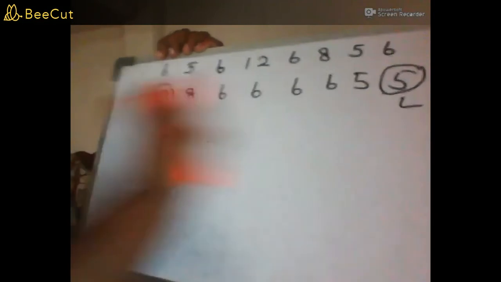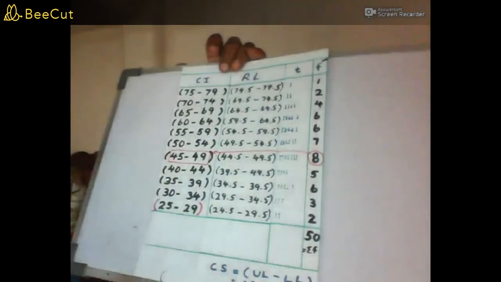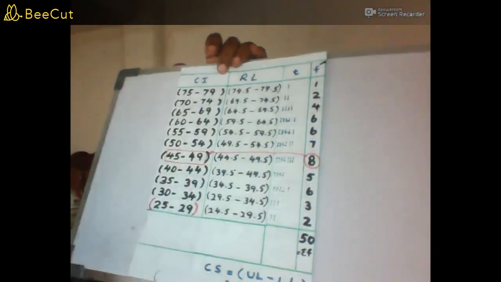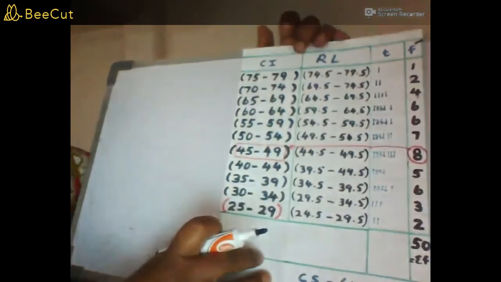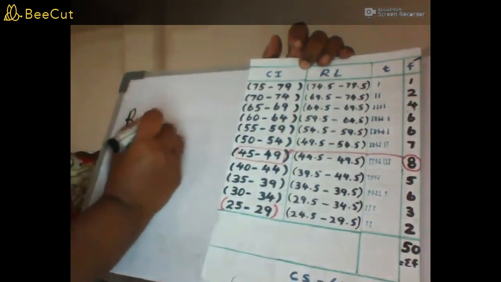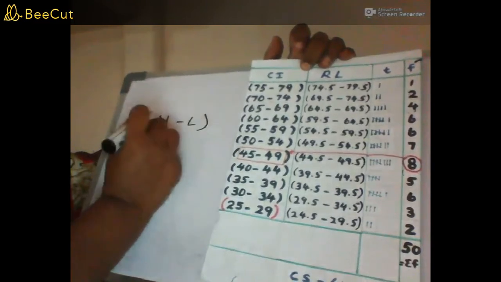Now what's the next thing? Group data. Quickly, group data. Same example, it doesn't matter. Now you tell me, what's the range? Range equals highest minus lowest plus 1.